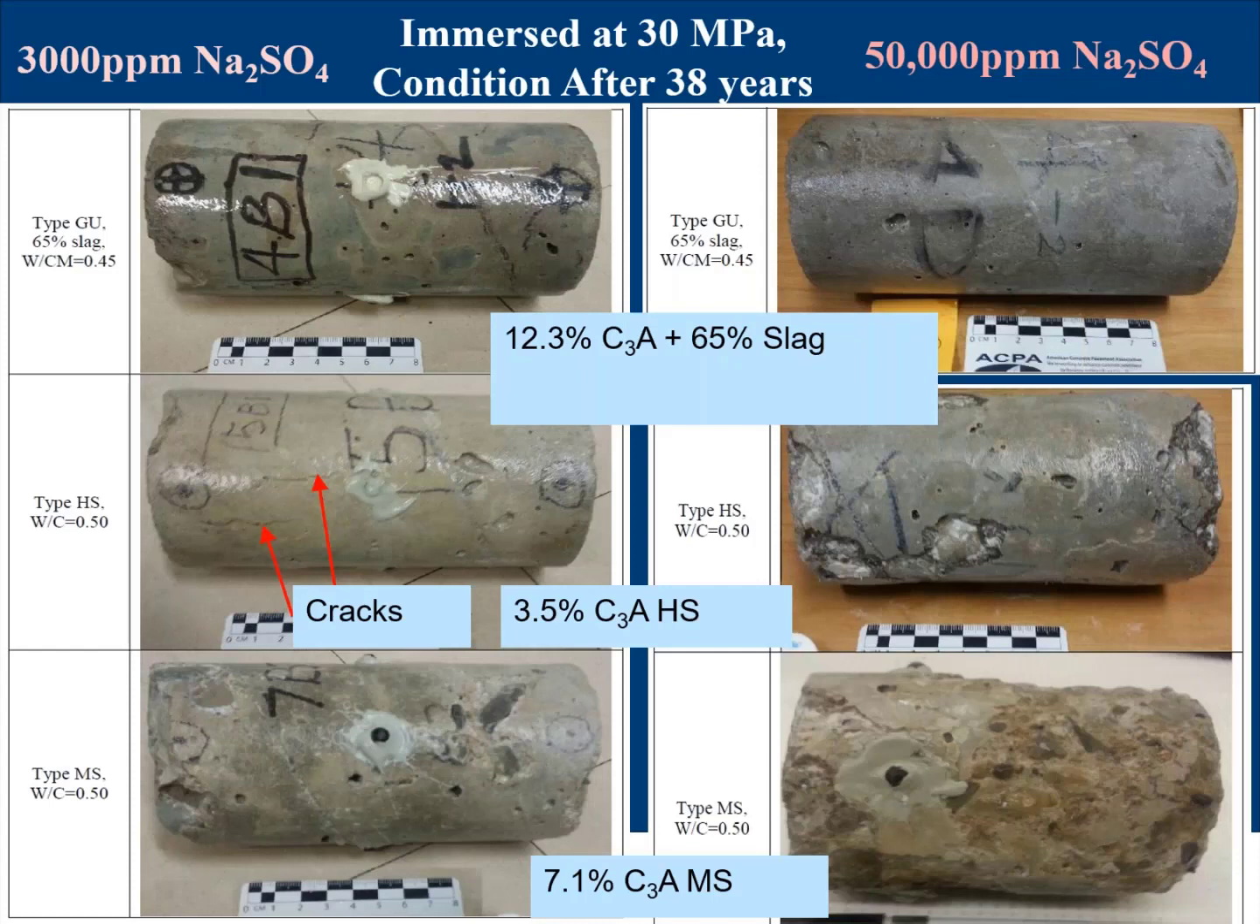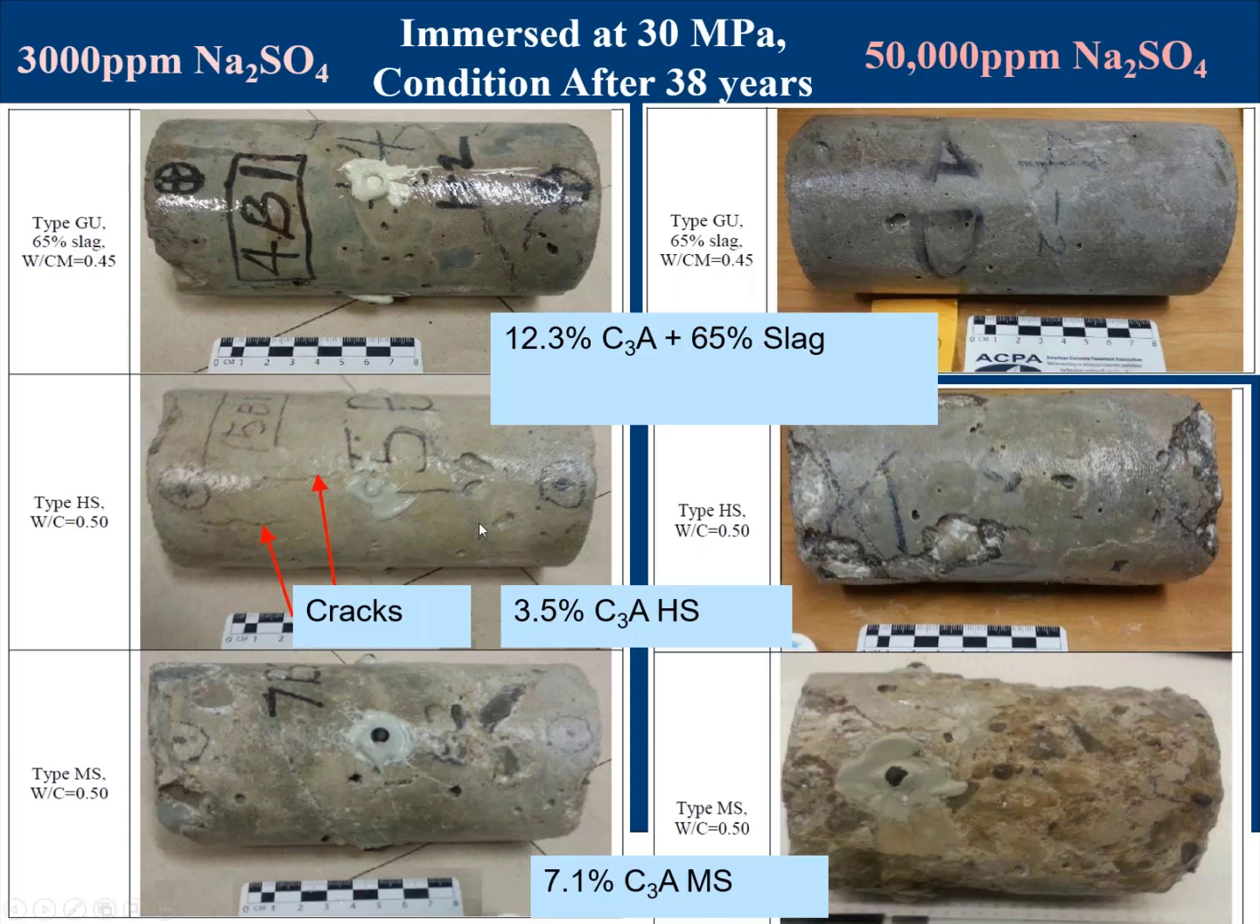At the same time we did that work a long time ago, we also cast concrete. We published this in the ACI Materials Journal in 2016. These are concrete cylinders we cast, and we put them in two different sulfate environments here, 3,000 ppm or milligrams per liter sodium sulfate solution, and another one at 50,000, which is the same as the C1012 test. This is again that same 12% C3A cement with 65% slag at 0.45 water binder ratio. There's no damage in either case to the slag mix after 38 years.